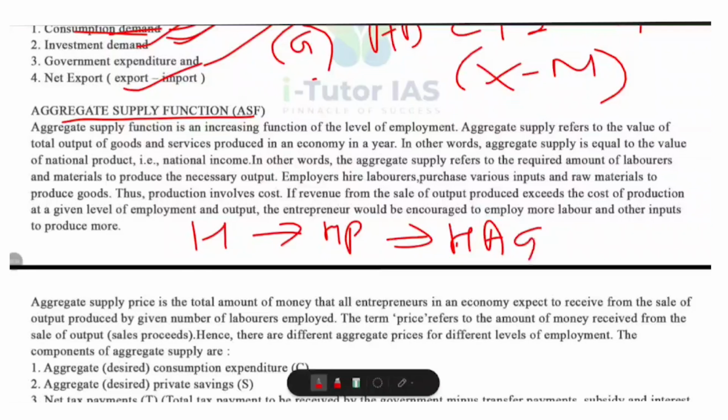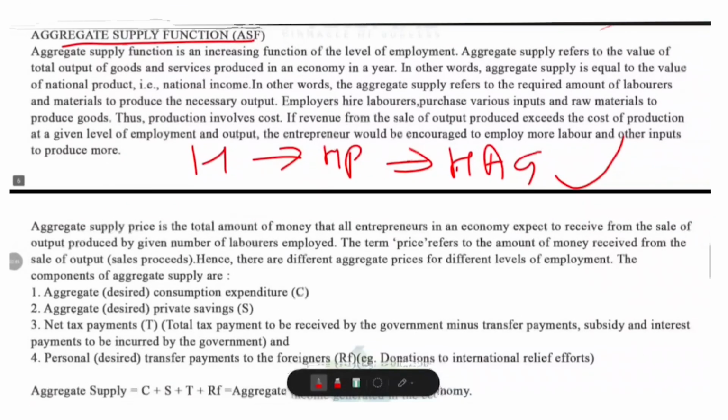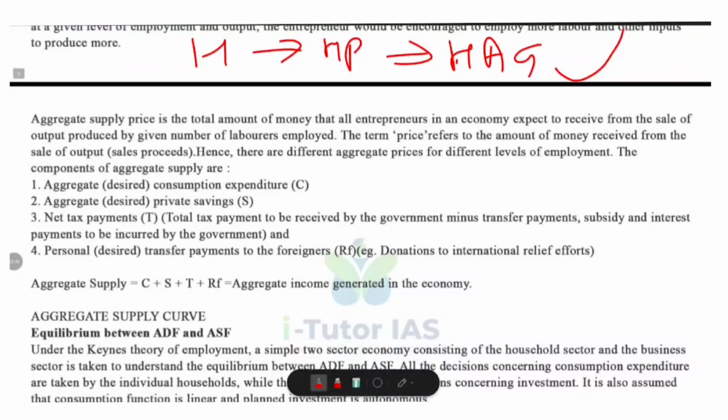The aggregate supply function is an upward sloping curve. More employment leads to more output, and entrepreneurs decide how much to produce based on the profitability at each level of employment and output. And this aggregate supply price is the total amount of money that all entrepreneurs in the economy expect to receive from selling the goods and services produced by a given number of workers.